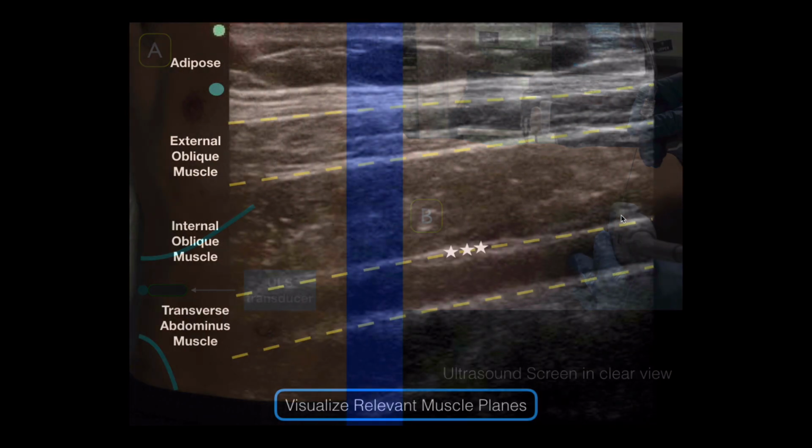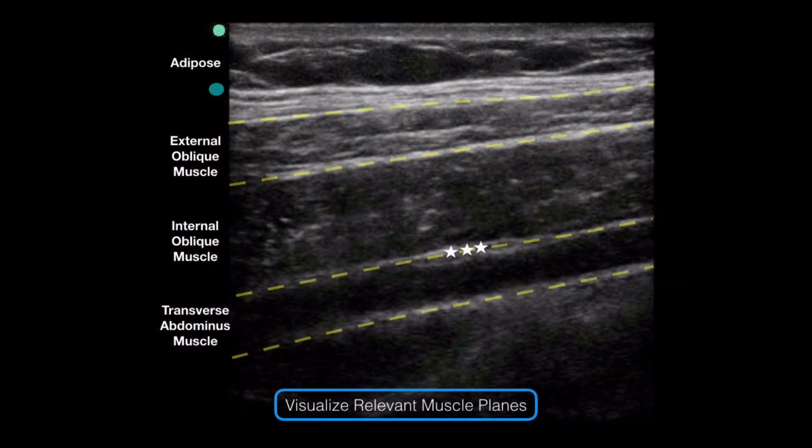I'll show you what you see whenever you do this. It's a very simple visualization. This is your external oblique, internal oblique, and your transverse abdominis muscle. The goal is to separate this fascial plane with anesthetic. And this is commonly very easy to visualize.